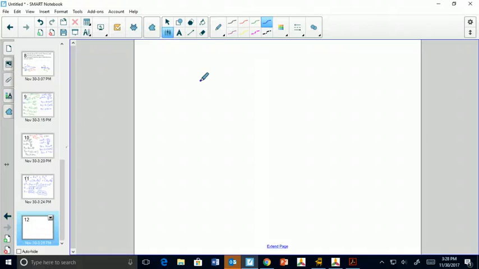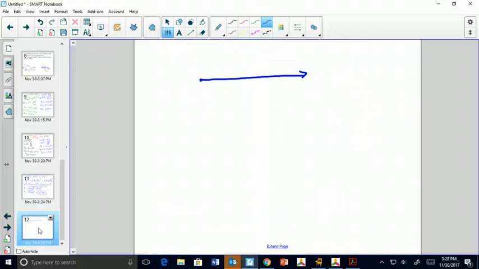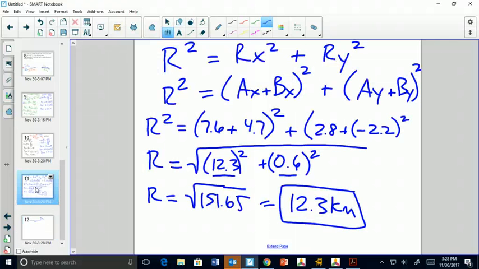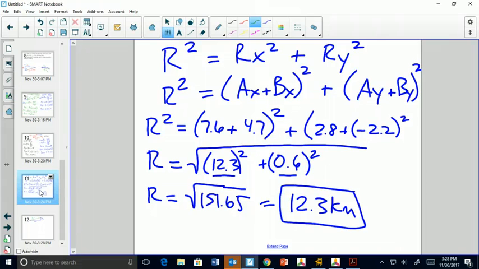So I would have, if I'm starting here, a long going east and a very short Y that is still positive, so it's still going to go north. Like this. And that's even still too high. It should be a much smaller Y even than that. This is my Rx, this is my Ry. I know it goes north because this 0.6 is positive. I know it goes east because the 12.3 is positive. And this here, that is the resultant that I just found as being equal to 12.3.